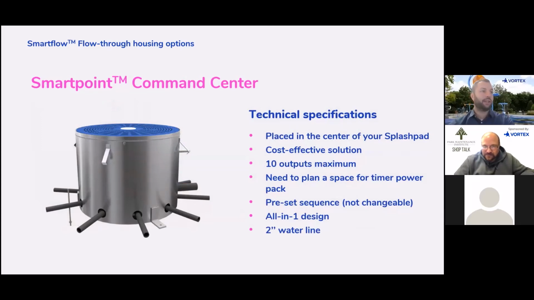So everything that I've been talking about is actually going to be housed in the middle of the splash pad. This serves as your drain, your activator button, and your manifold, and there's actually a little controller inside here too that has some low voltage wiring that runs between that little controller and a timer box that is going to be located isolated from this Smartpoint command center. Everything in here is watertight, it is airtight, it is completely safe to use.